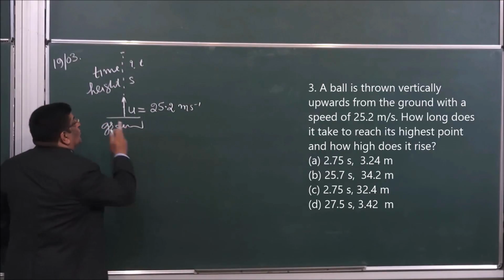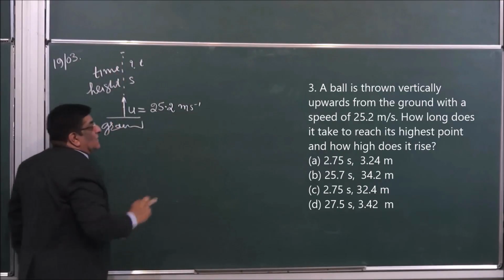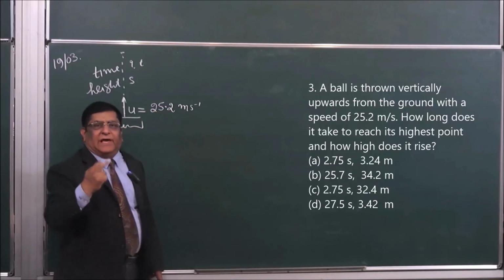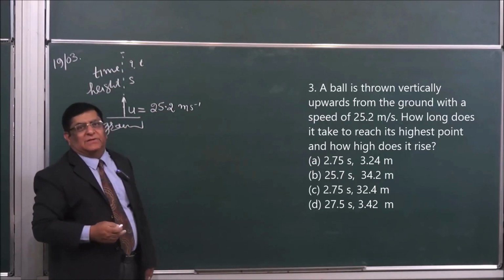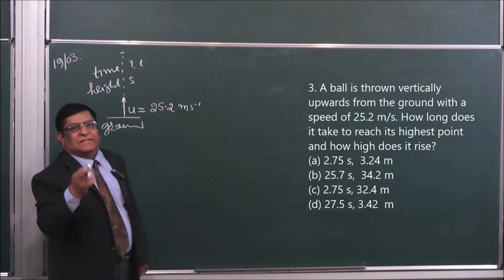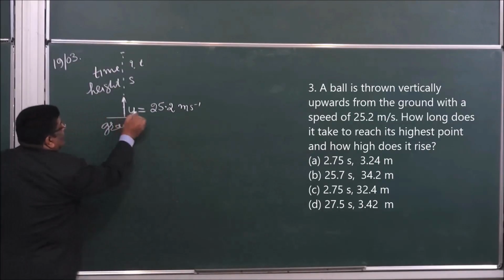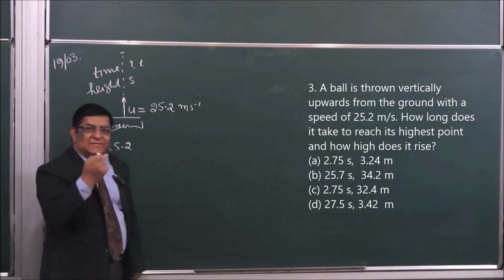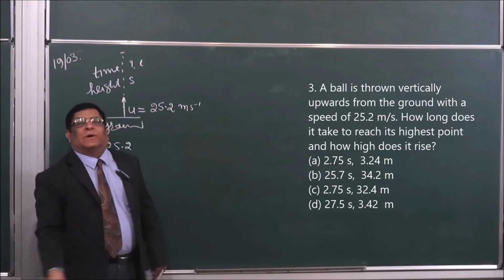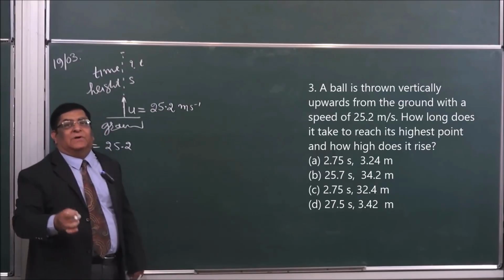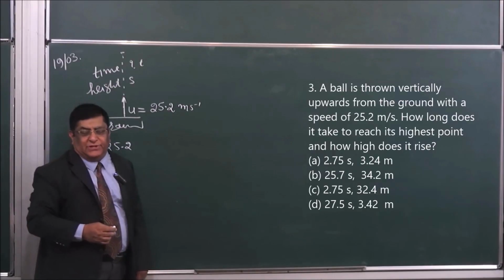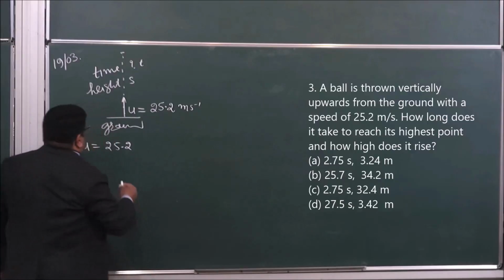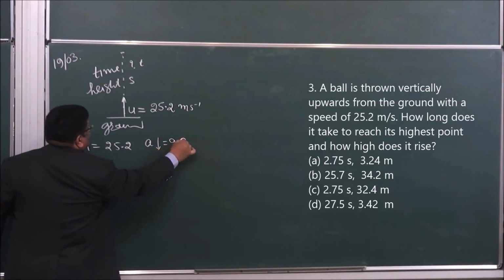This is motion in one dimension, linear motion. So we have the formulas of kinematics. We will take help of it. What is given to us? Initial velocity, u is equal to 25.2. What is not written, but is known to us: anything which is sent vertically up or which is coming down has acceleration equal to g, that is 9.8. So this is acceleration downward, it is 9.8.